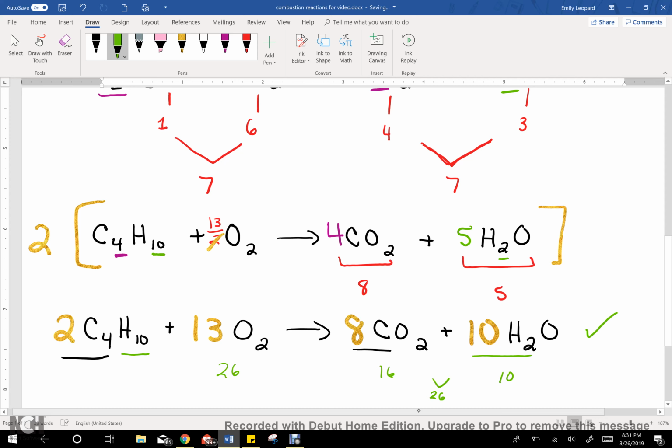All right, but that's as bad as the balancing gets. It's just remembering to use that fraction to help you get to the correct coefficients to balance your overall equation.